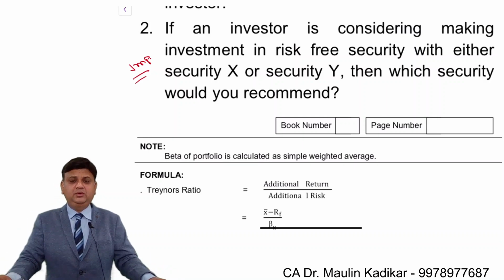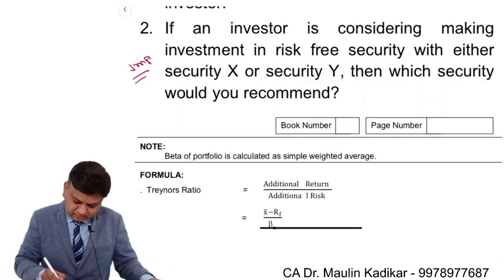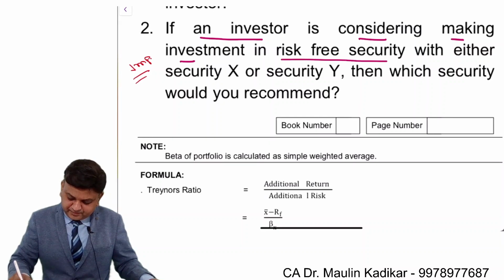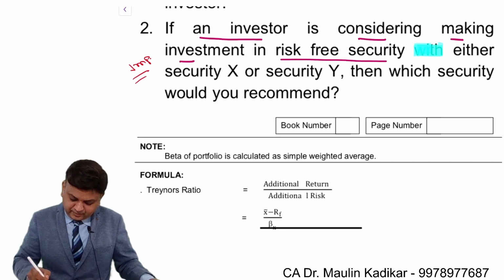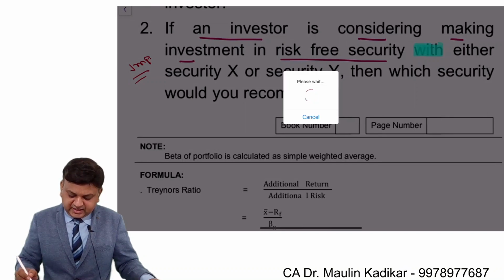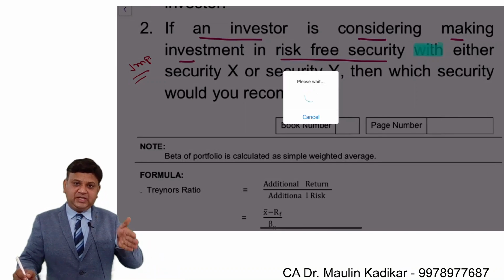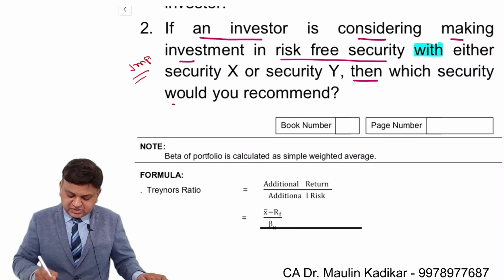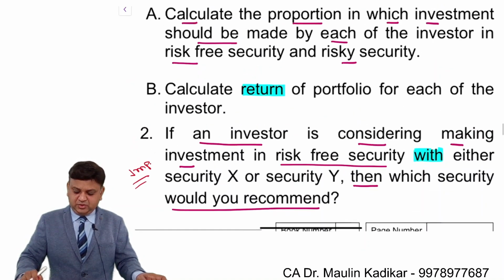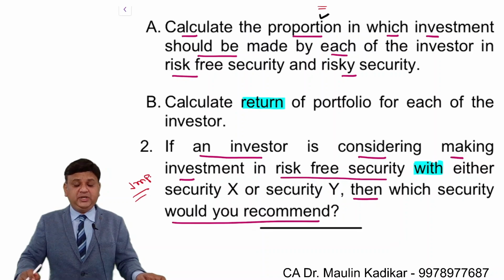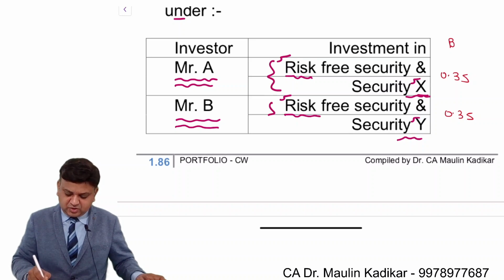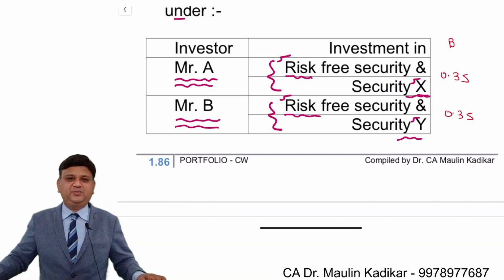Again, I want somebody of you to write the answer in the chat box. If an investor is considering making investment in risk-free security with either security X or security Y, so it is RF plus X or RF plus Y, then which security would you recommend? That is the question. The question says in which combination you would like to make investment. Is it RF plus X or RF plus Y? Put your answer in the chat box.